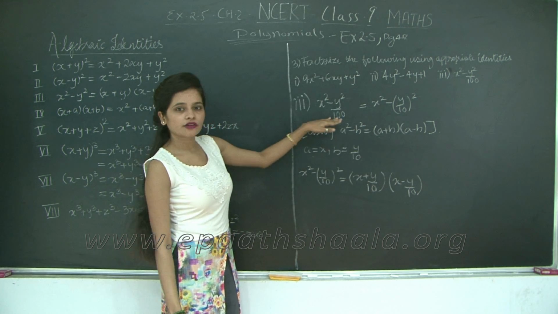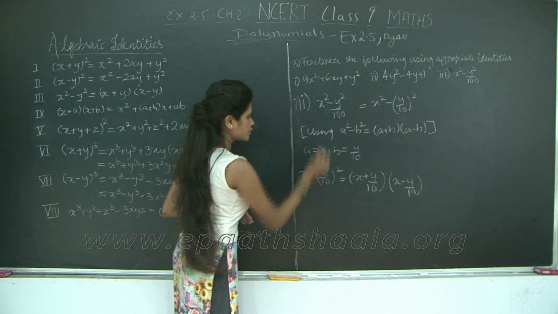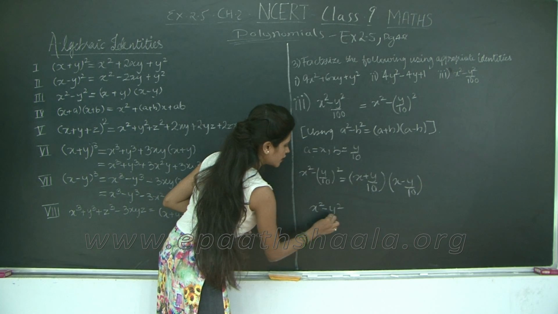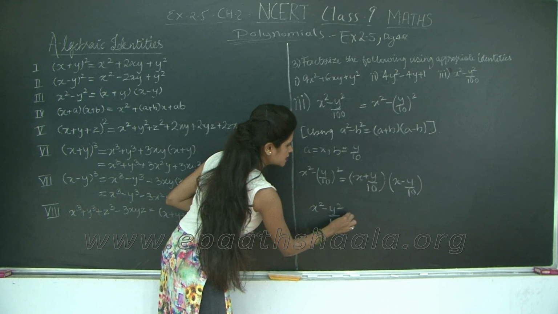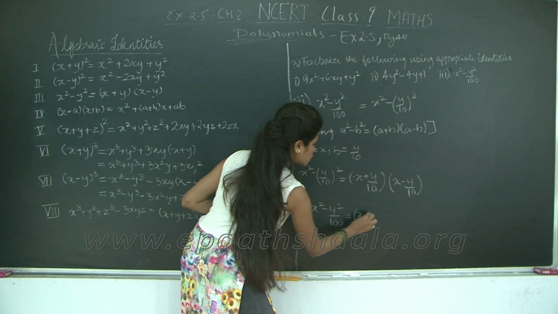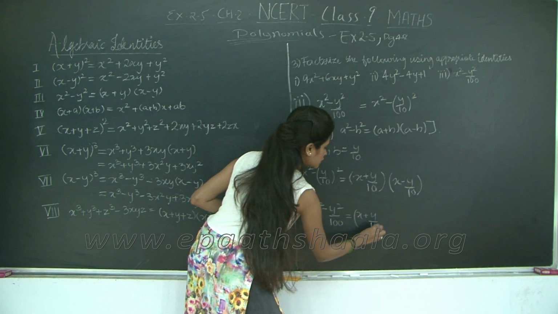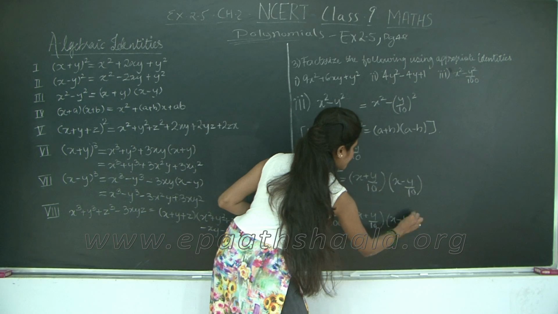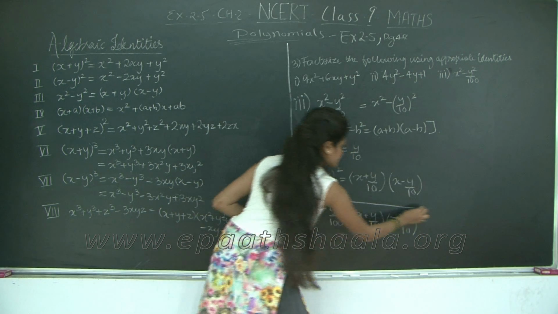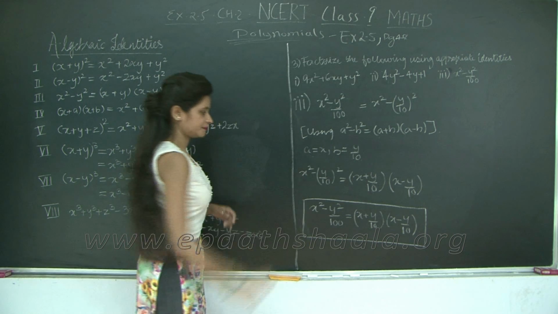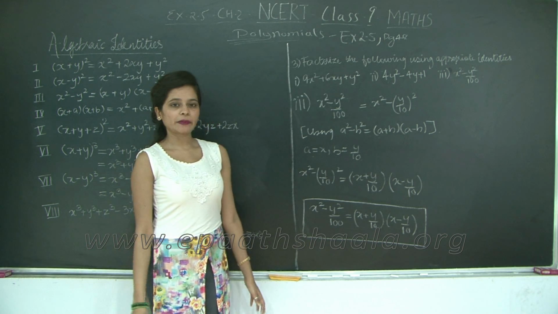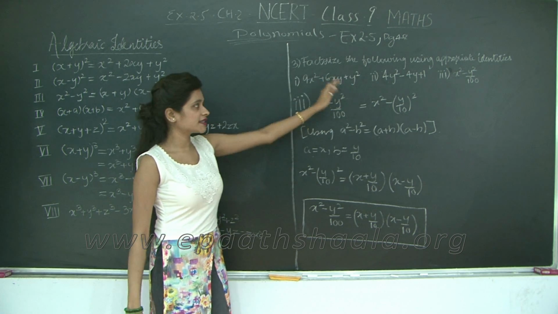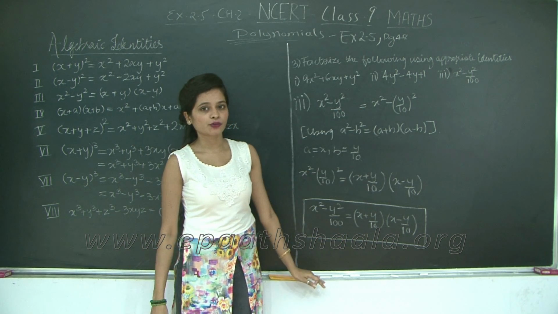However, we need to write it in the form of question and answer, right? So I'm going to rewrite my question. X square minus y square upon 100 is equal to x plus y upon 10 and x minus y upon 10. So with this, we have completed question 3, wherein we factorize the sum into product of its factors using algebraic identities.